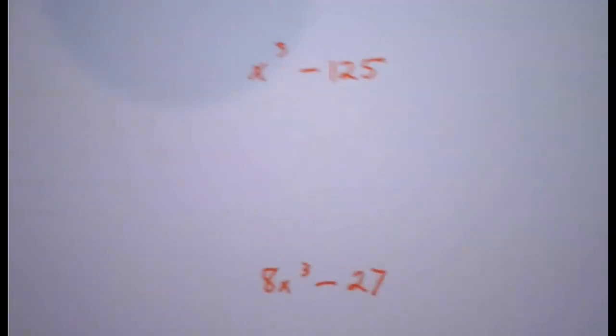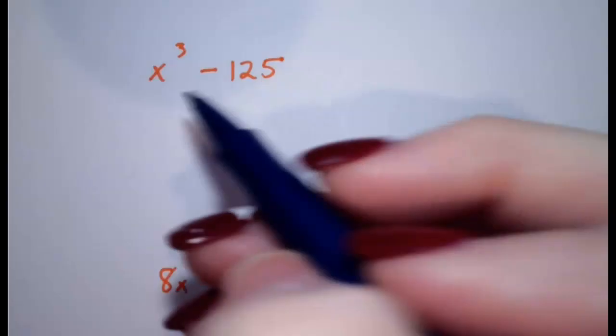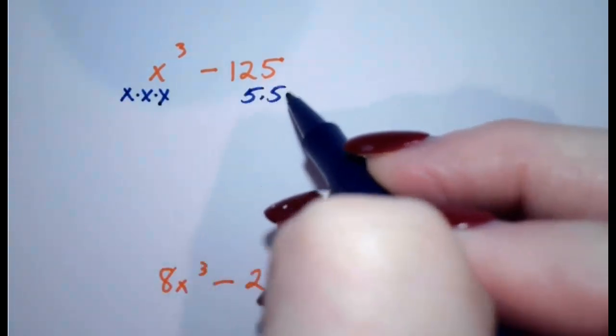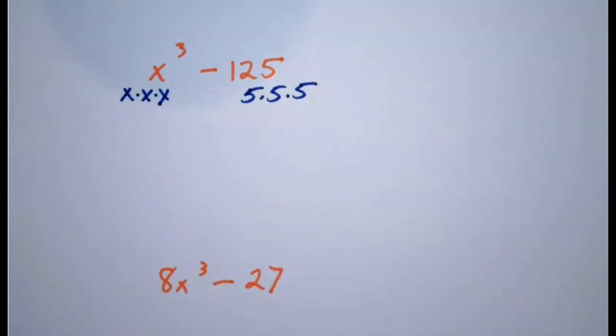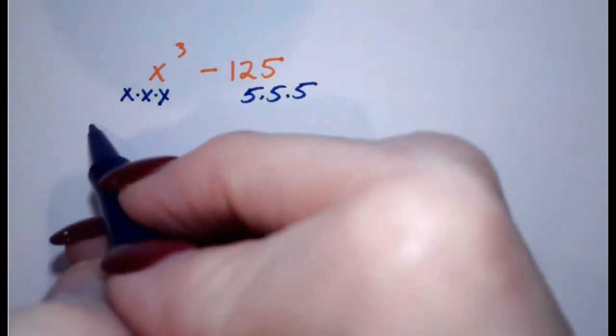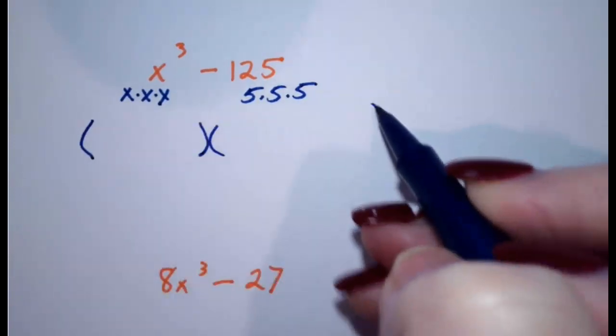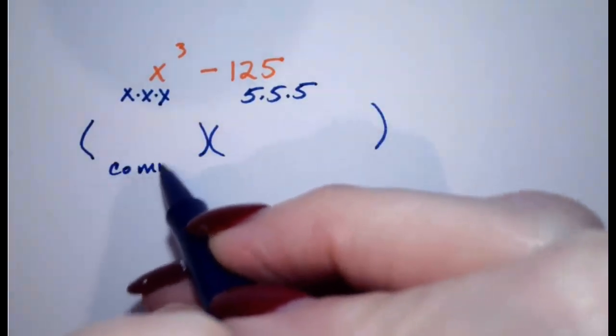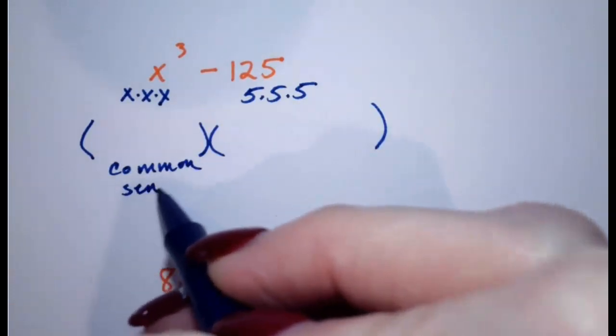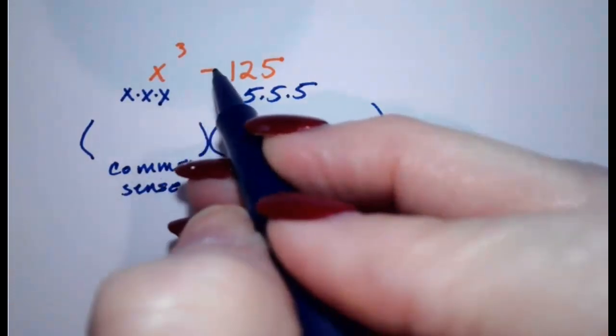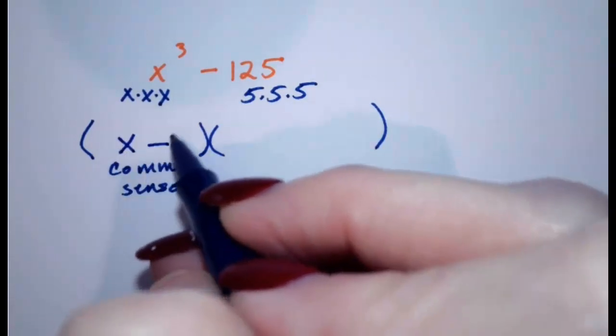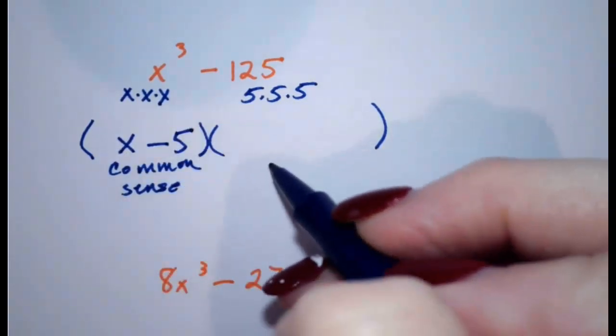All right, let's try another one. All right, 125. X to the third. X times x times x. 5 times 5 times 5. Don't worry about the negative. What we're doing is developing a pattern. So what does my common sense tell me to do? My common sense says put a x minus 5. X minus 5. The ugly.